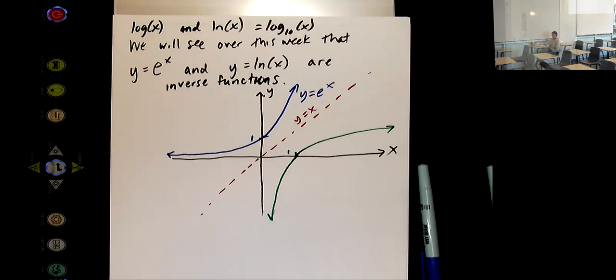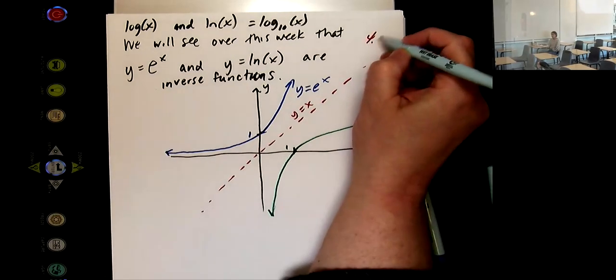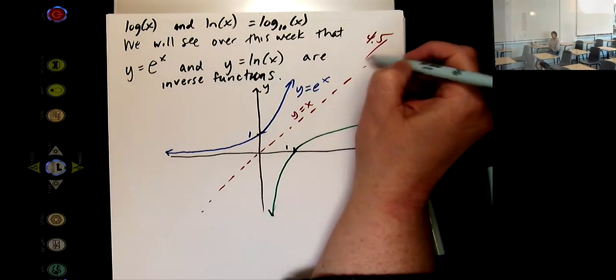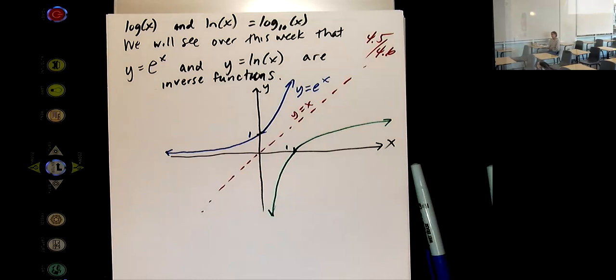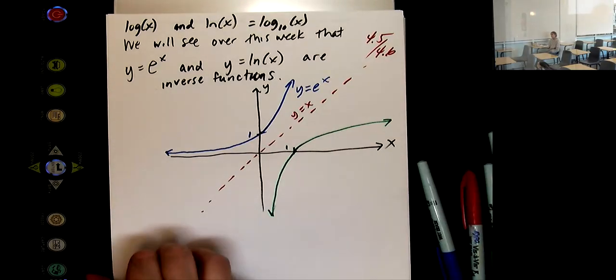We'll see this stuff in, I think, 4.5. Maybe 4.6. Looking at the comparative connection between natural log or the inverse functions and e to the x.